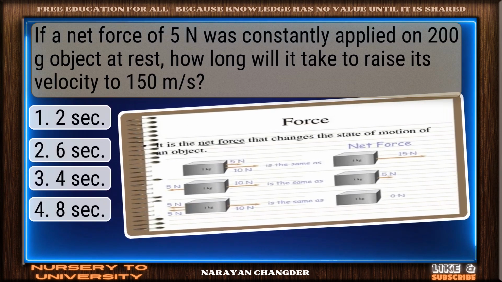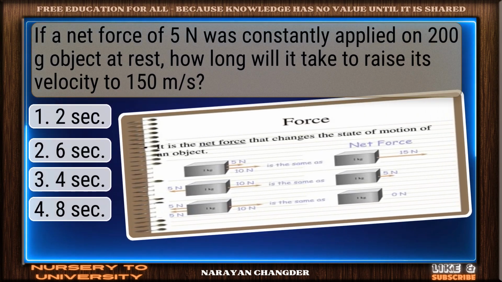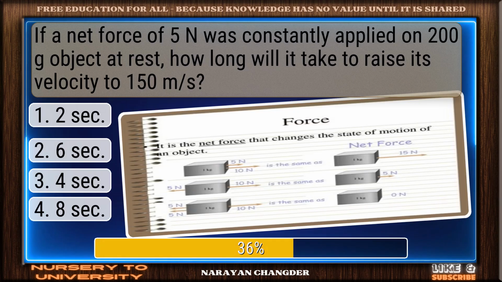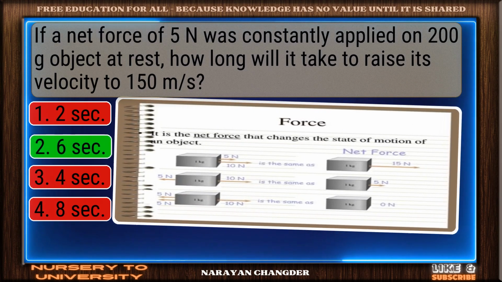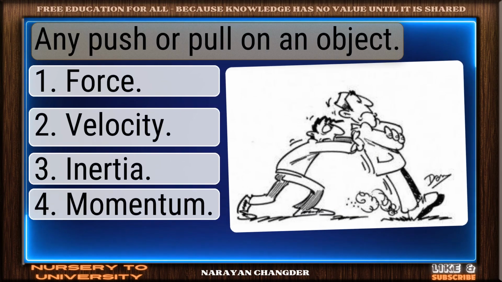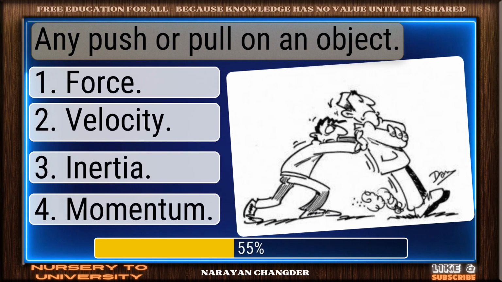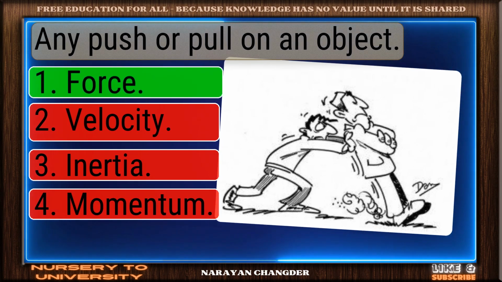Question number 74. If a net force of F was constantly applied on a 200 g object at rest, how long will it take to raise its velocity to 150 meters per second? Perfect. 6 sec is the correct choice. Question number 75. Any push or pull on an object. Strong choice. Force is the right answer.